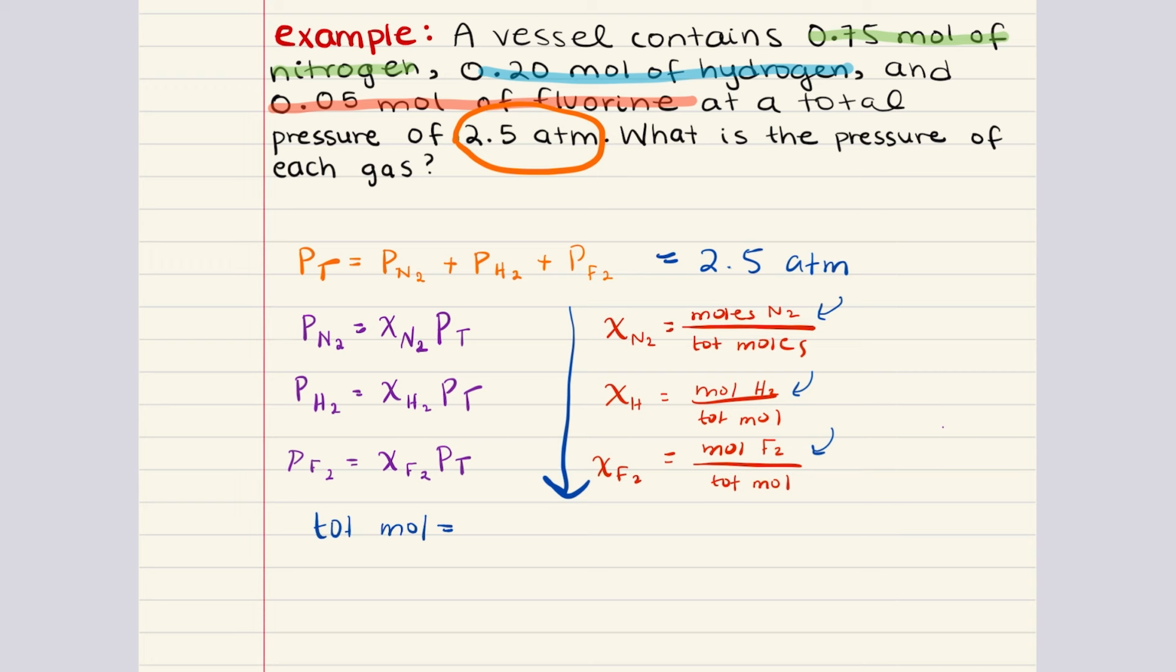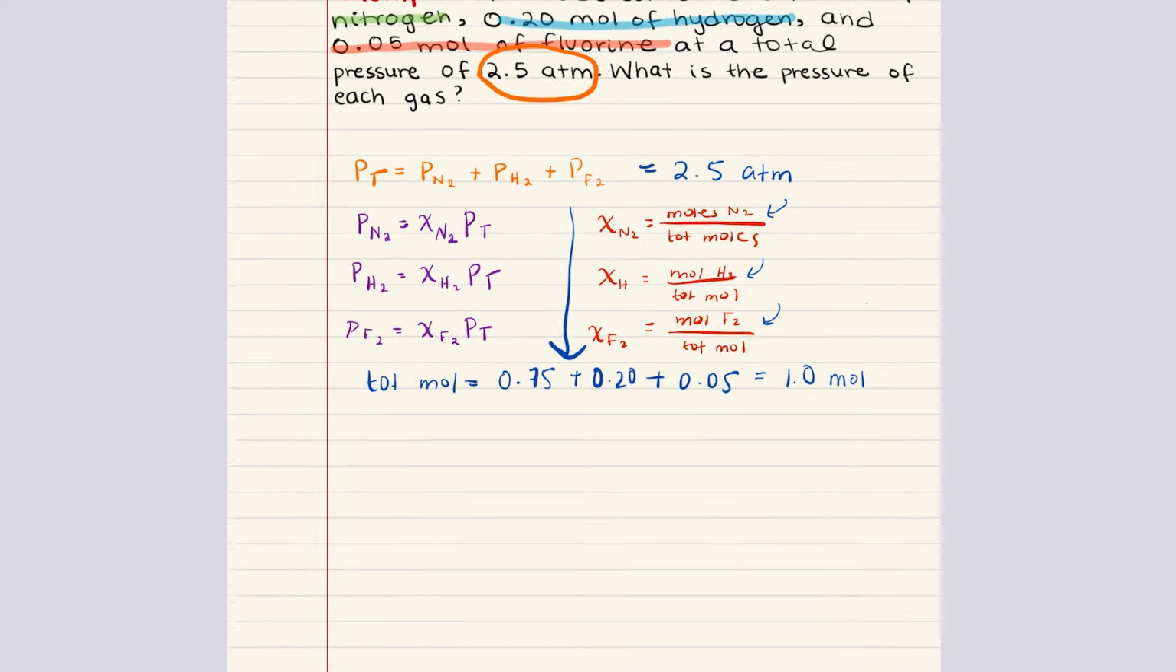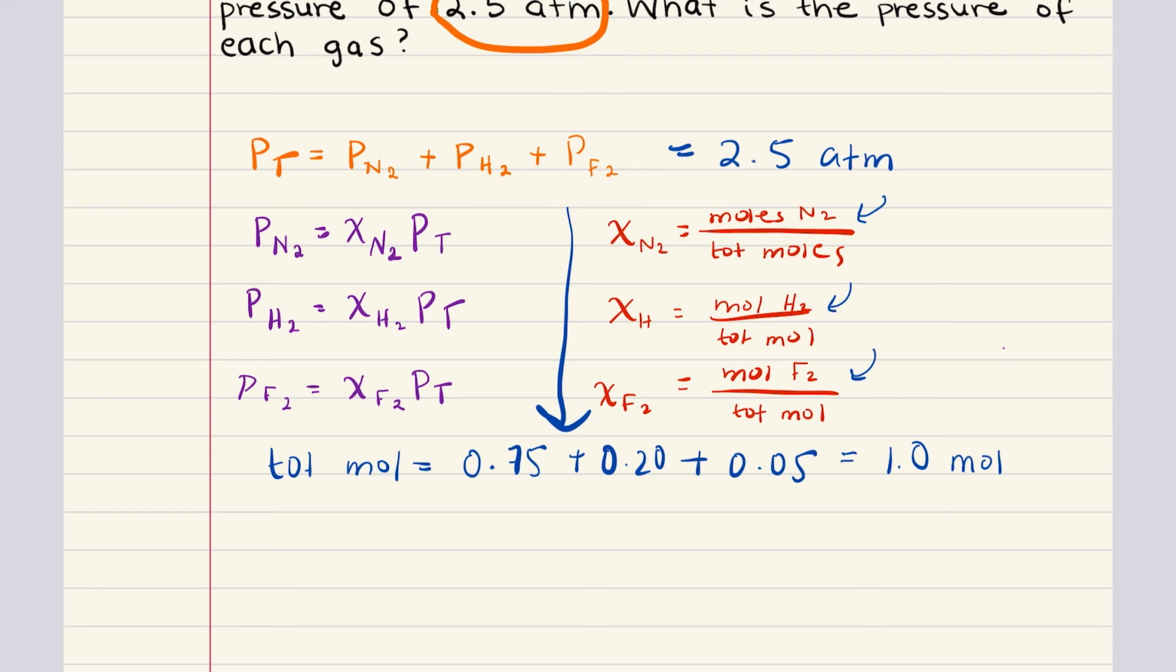That's going to be 0.75 plus 0.20 plus 0.05. That gives us a total of 1. Our total moles in this system is 1 mole of gas. So now we have our total pressure, we know the number of moles for each of our gases, and we know the total number of moles in this system. Let's go ahead and calculate first the mole fraction for each of our gases, and then we're going to go ahead and plug them into our equations here to get the pressure for each gas.